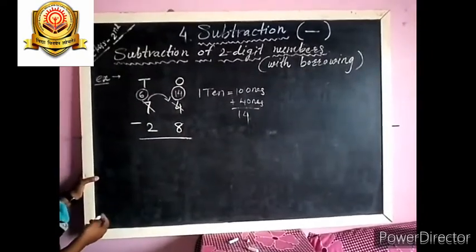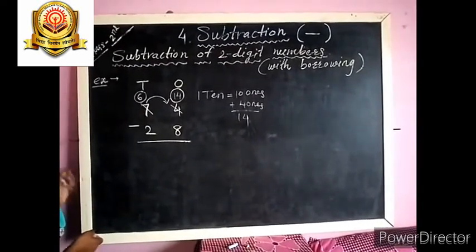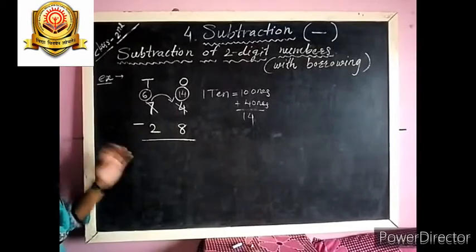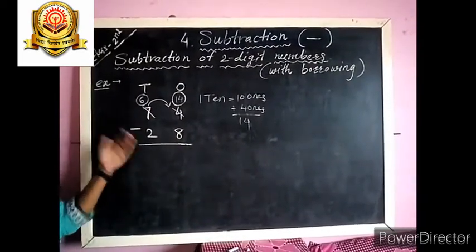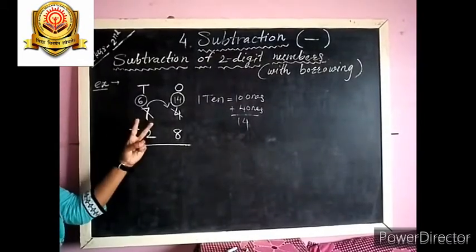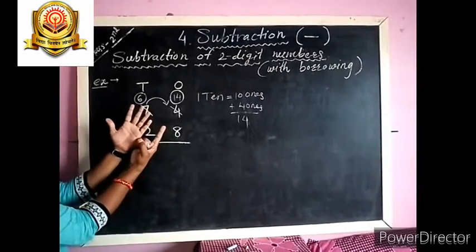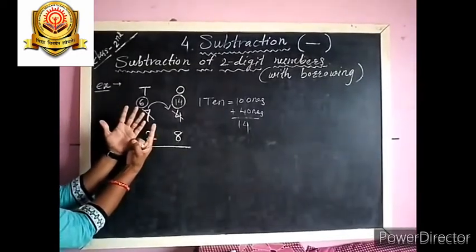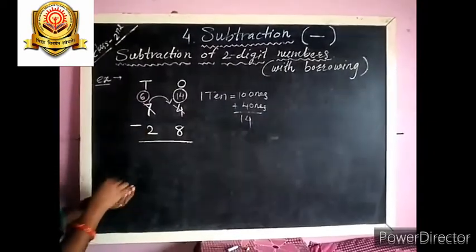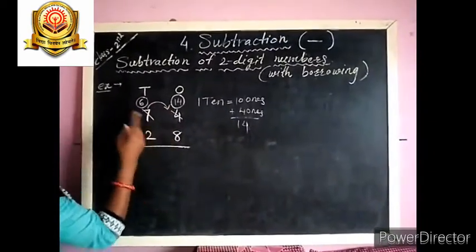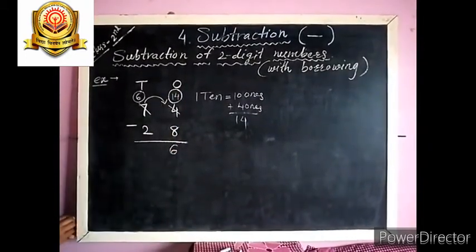Now 14 minus 8. How to subtract 14 minus 8? Students, count forward from 8 up to 14. From 8, 9, 10, 11, 12, 13, 14. How many fingers? Count all fingers. 1, 2, 3, 4, 5, 6. So 14 minus 8 is 6. So write here 6 under the ones column.